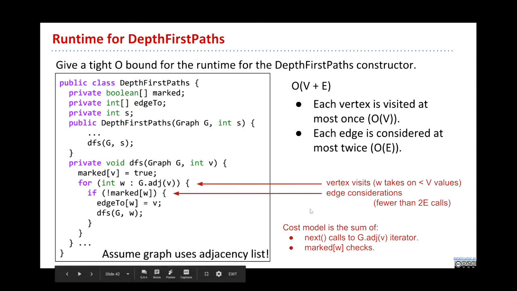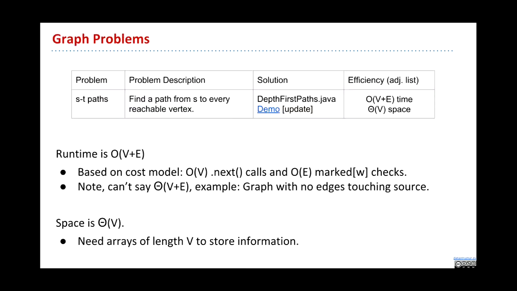This is a hard runtime. Okay? But we'll hammer it into you in discussion. All right. So overall, then, depth first paths, its runtime is big O of V plus E, and the space is theta V because we need this array of edge 2 and marked arrays, or values.